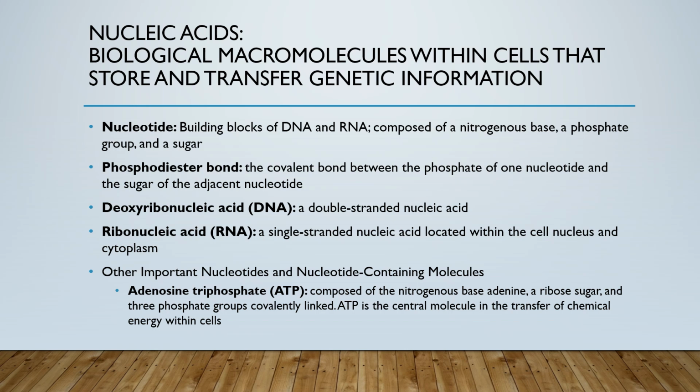Another important nucleotide is adenosine triphosphate, also known as ATP, which is composed of the nitrogenous base adenine, a ribose sugar, and three phosphate groups covalently bonded. ATP acts as the central energy carrier molecule in cells, transferring chemical energy for cellular processes.